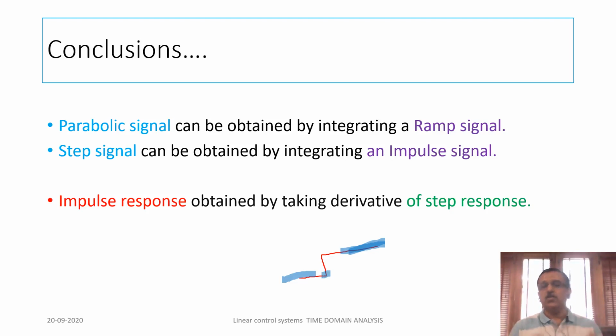We have studied in school that dy by dt is equal to delta y by delta t. The change in time is so small, say 10 power minus 10, and what happens to the output? It changes by 1. So 1 by 10 power minus 10 is 10 power 10. So impulse is in fact the derivative of the step, and we can get the impulse response by taking the derivative of the step response.